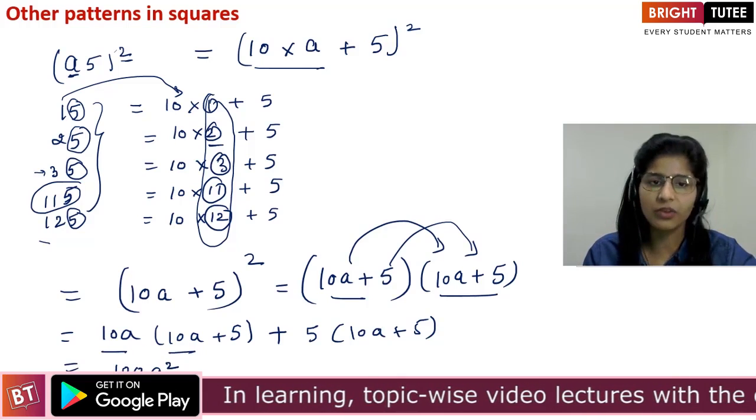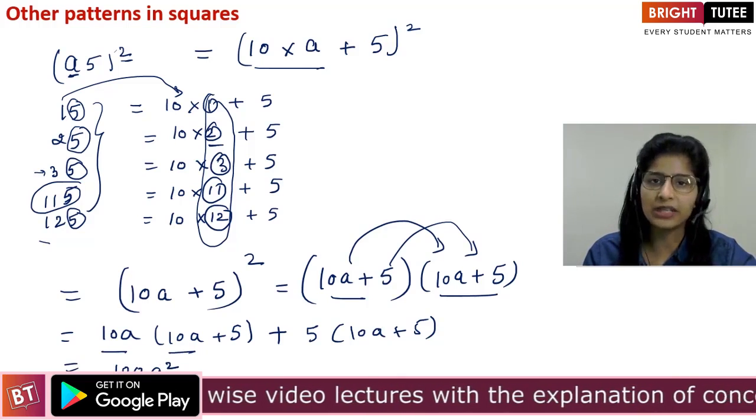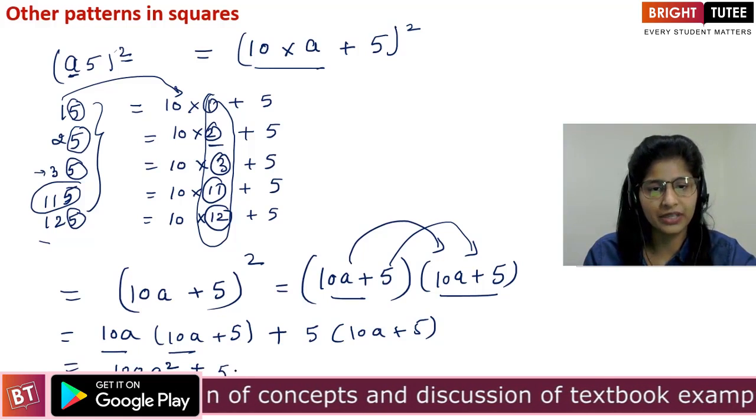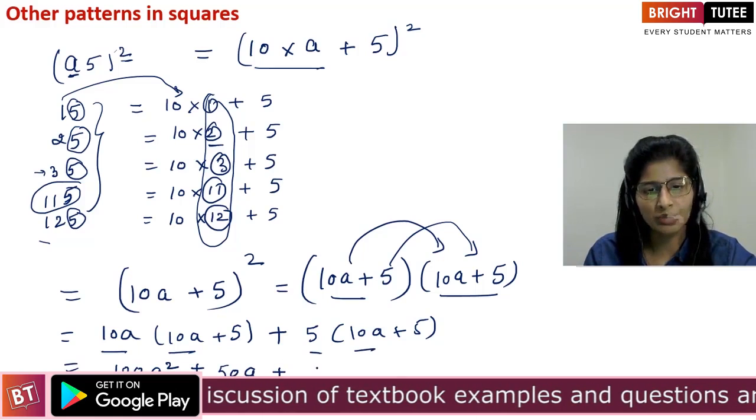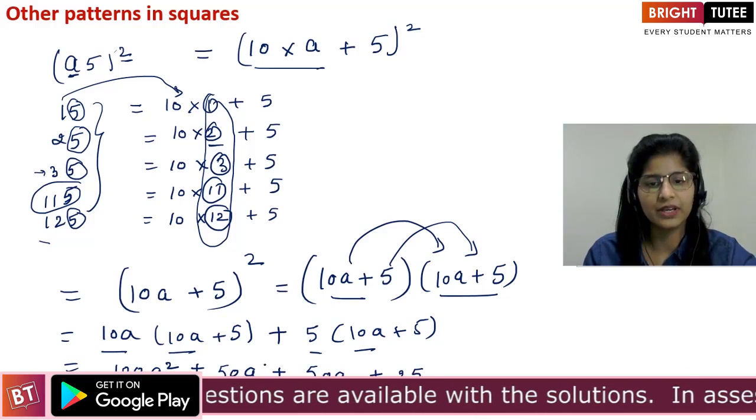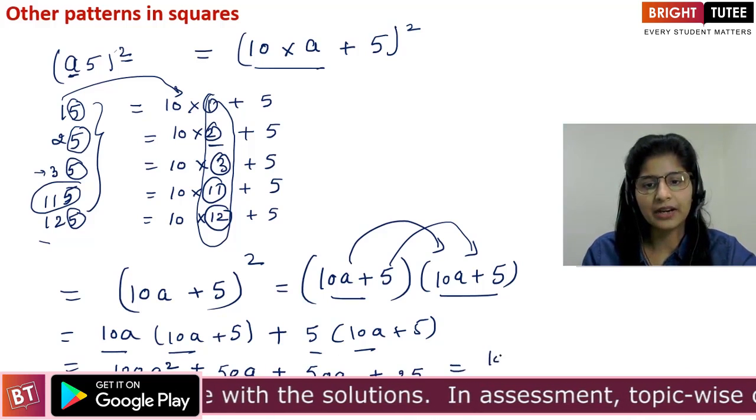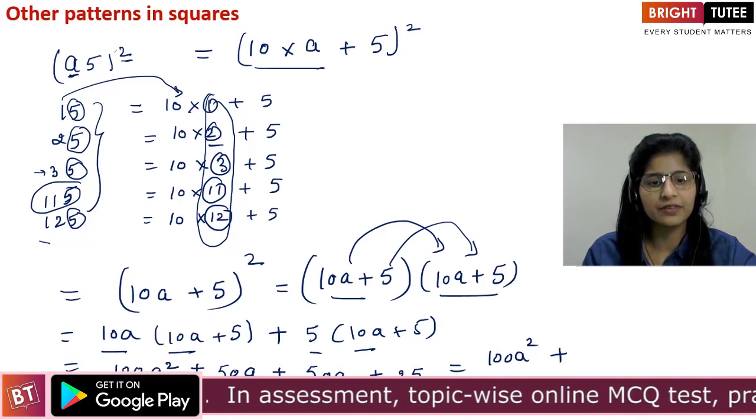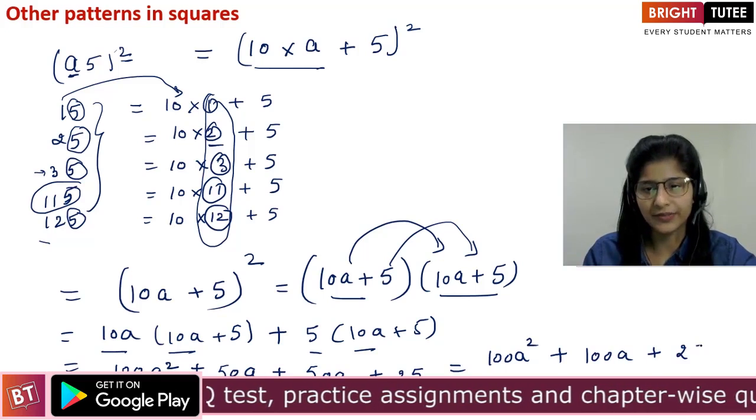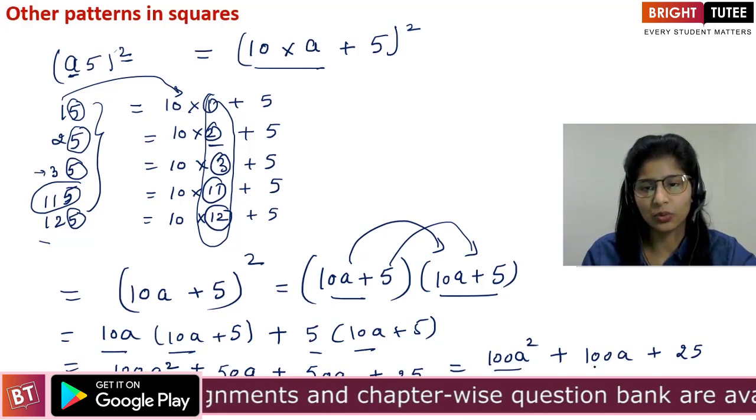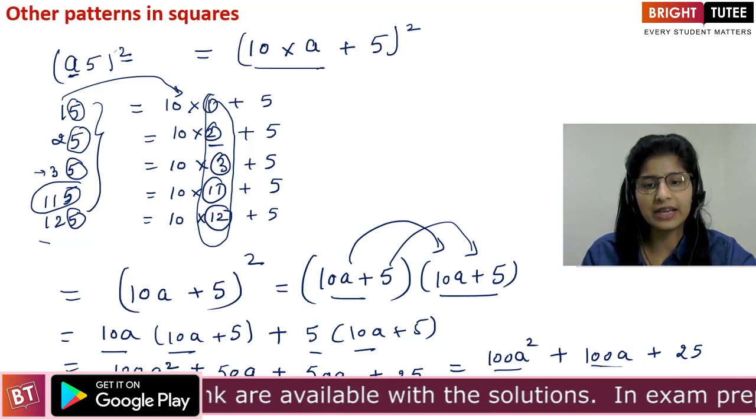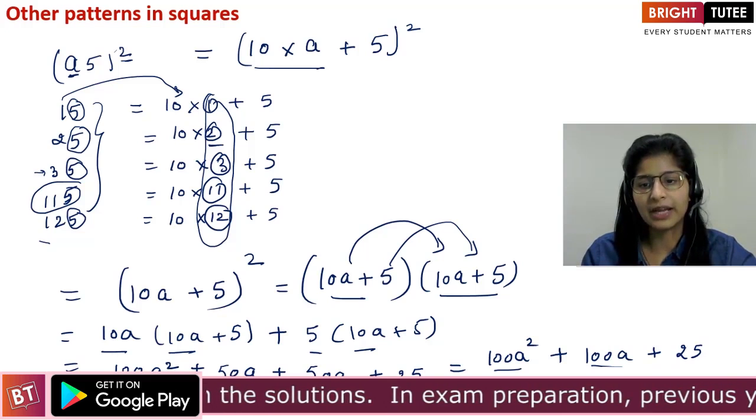Okay, just see, 10 into 10A is 100 A square. A into A will form A square, 10 into 10 is 100. Plus 10A into 5 will be 50A. Plus 5 into 10A is 50A. Plus 5 into 5 is 25. So we get 100A square plus 50A plus 50A is 100A, plus 25. Okay, now in these two, what is common? 100 is common, A is common. We can write 100 A into (A plus 1), plus 25.